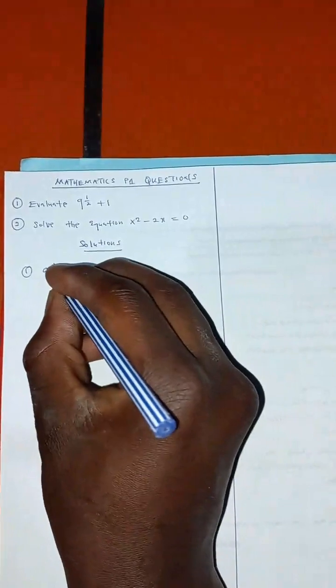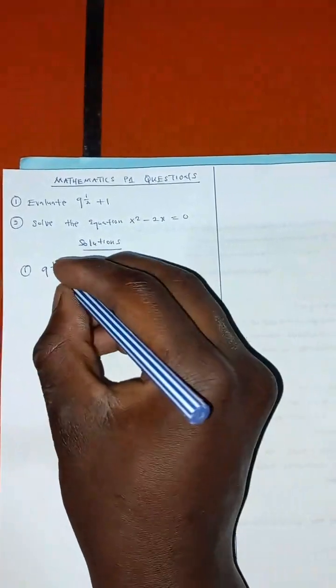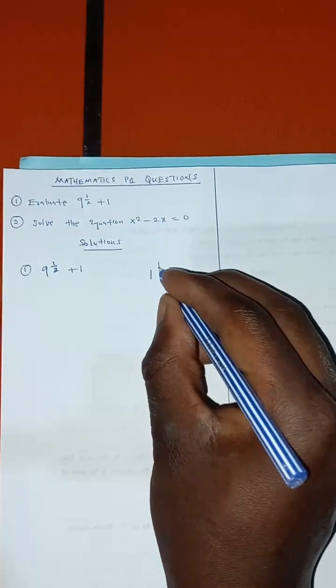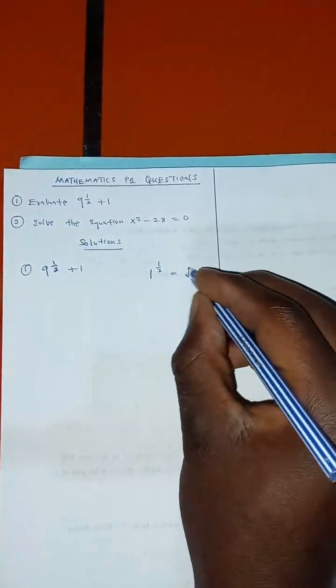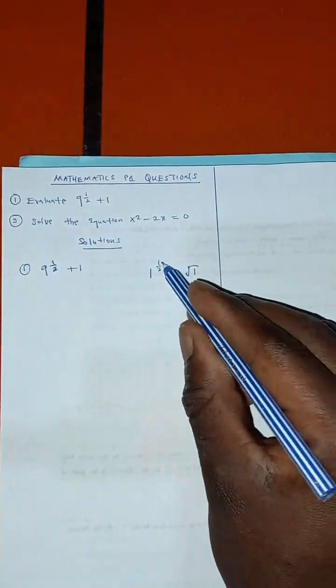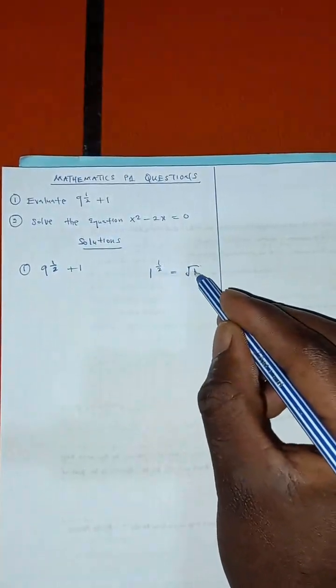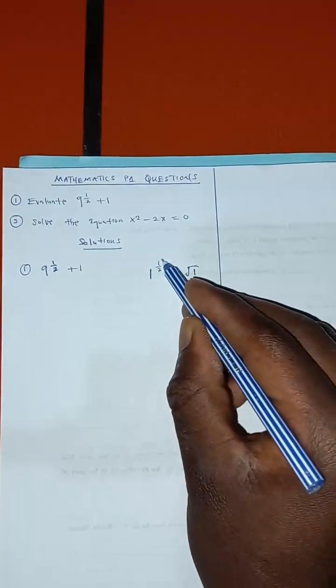So let's get started. Question 1 says: evaluate 9 to the power 1 over 2 plus 1. What you need to understand is that if you see a number raised to the power 1 over 2, it simply means the square root of that number. So if you see 1 over 2 as a power, just know that it is the same as the square root.